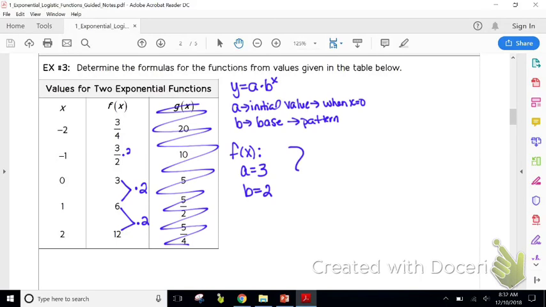So knowing that, let's write our equation. So f of x equals, what was my a? 3 times, what is b? Raised to the what? X.